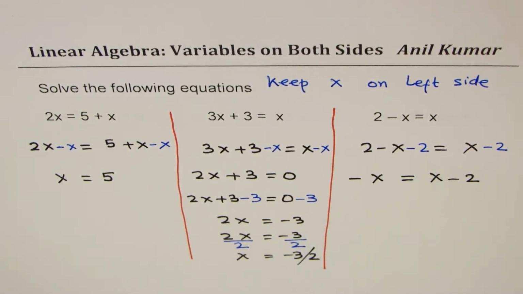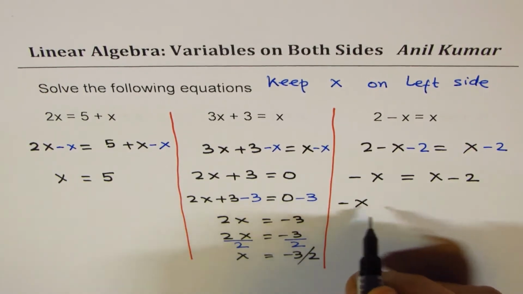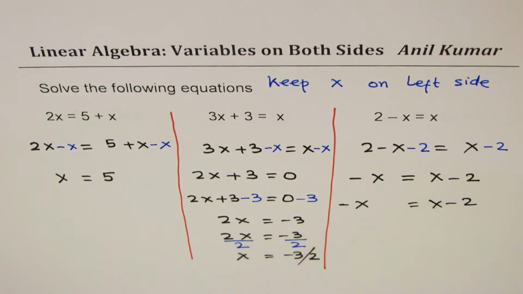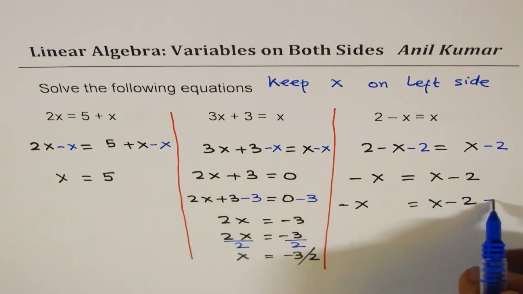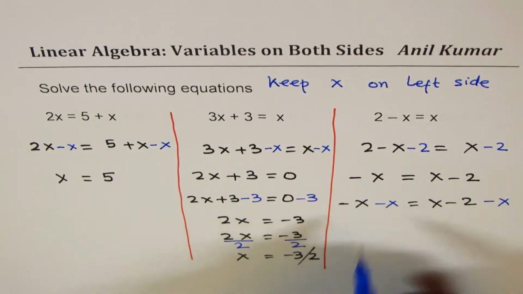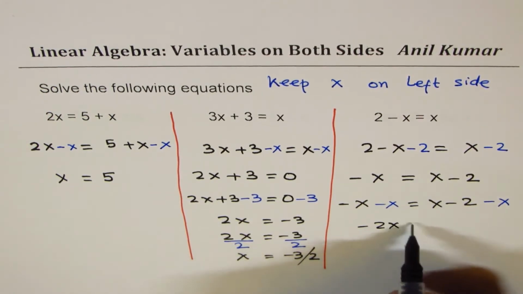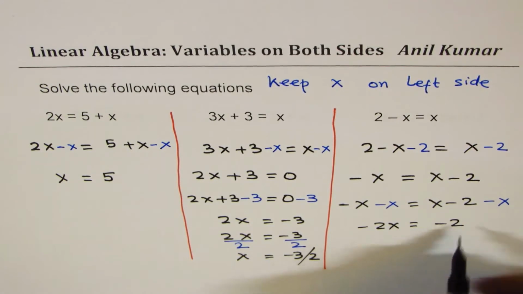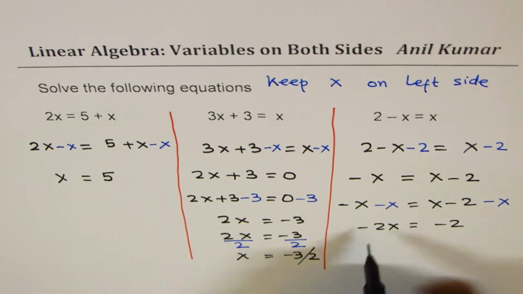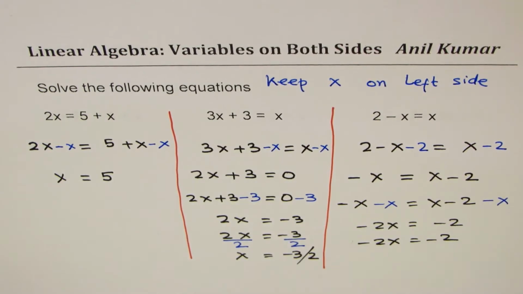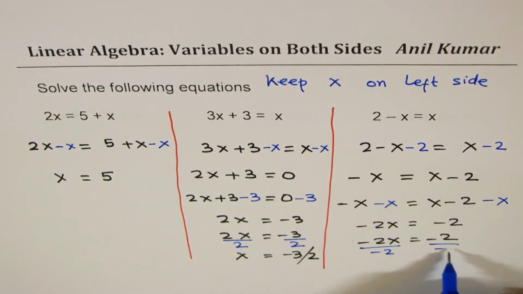So we have minus x equals to x minus 2. I do not want x on the right side. I want to keep it on the left side only. So we do minus 2x and we get minus 2x equals to minus 2. Now we will divide by 2, right? So we have minus 2x equals to minus 2. We are going to divide by minus 2 both sides.